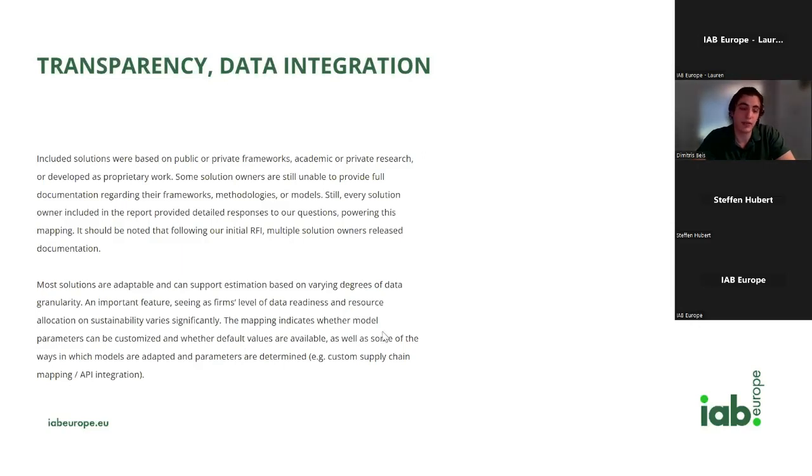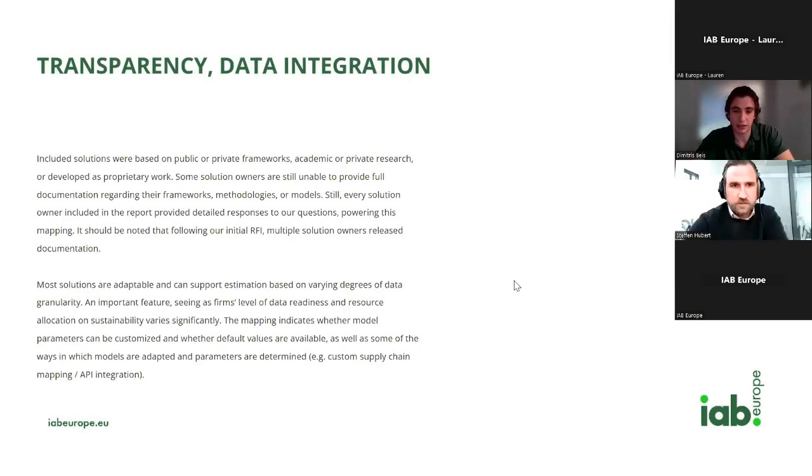Most solutions that are included in this report are adaptable and can support estimation based on varying degrees of granularity. This is really important, again, because in some cases, firms are able to allocate additional resource and facilitate additional data granularity for the greenhouse gas estimation. In some cases, this is not possible. And we really need a market environment that is holistic and inclusive of all these different firms when it comes to making progress on sustainability. Specifically in the mapping, you'll see whether our model parameters can be customized and whether default values are available in the cases where you can't facilitate additional granularity.